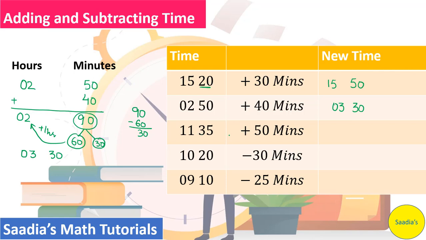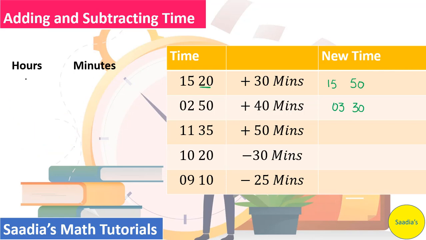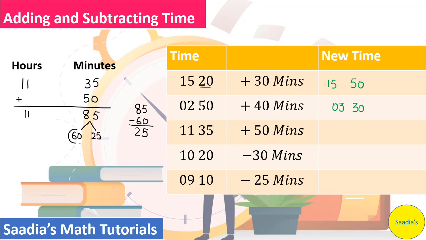Now 11:35 plus 50. Let me erase the screen first. Now 11 hours 35 minutes. When we add 50 minutes, what do we get? 5 plus 0 is 5. 5 plus 3 is 8 and 11. Now this number is greater than 60. What do we need to do? We have to split it. 85 minus 60 is, how much is 85 greater than 60? 5 minus 0 is 5. 8 minus 6 is 2. So we have 60 minutes and 25 minutes. And these 60 minutes make up 1 hour. So we have 12 hours and 25 minutes.